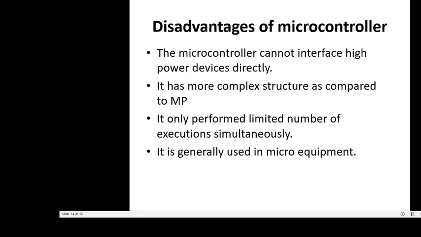When we are talking about the disadvantages of the microcontroller, it cannot be easily interfaced with highly powered devices. That means highly powered devices we cannot directly interface with the microcontroller. It has a more complex structure as compared to a microprocessor because many things are present on a single chip. It only performs a limited number of executions simultaneously, meaning execution speed is limited as compared to the processor. It is generally used in micro equipment, meaning small devices, to control things.